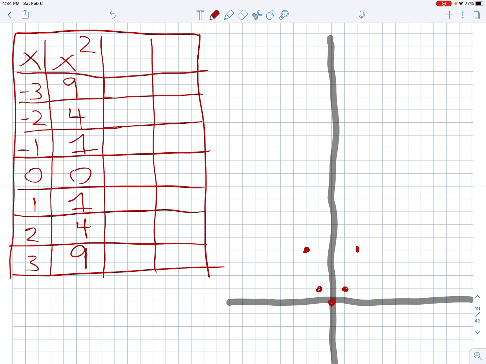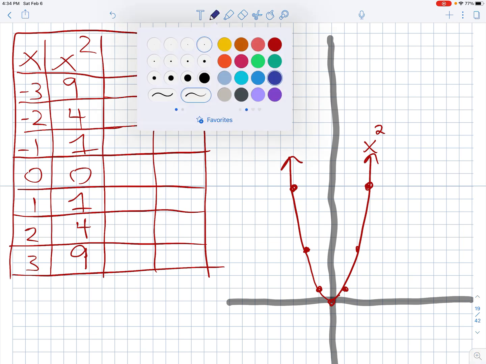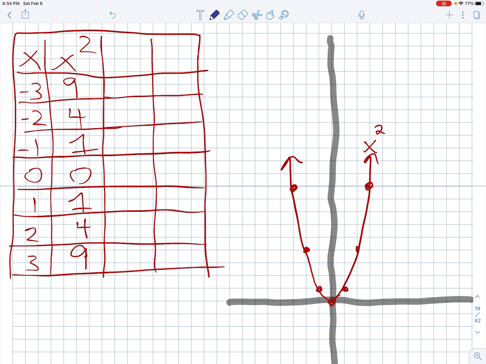So let's see here. That's x squared again: 2, 4, negative 2, 4, 3, 9, negative 3, 9. Okay, so here we go with the horizontal. Just follow along with me when I do the notation for this, how I write it.